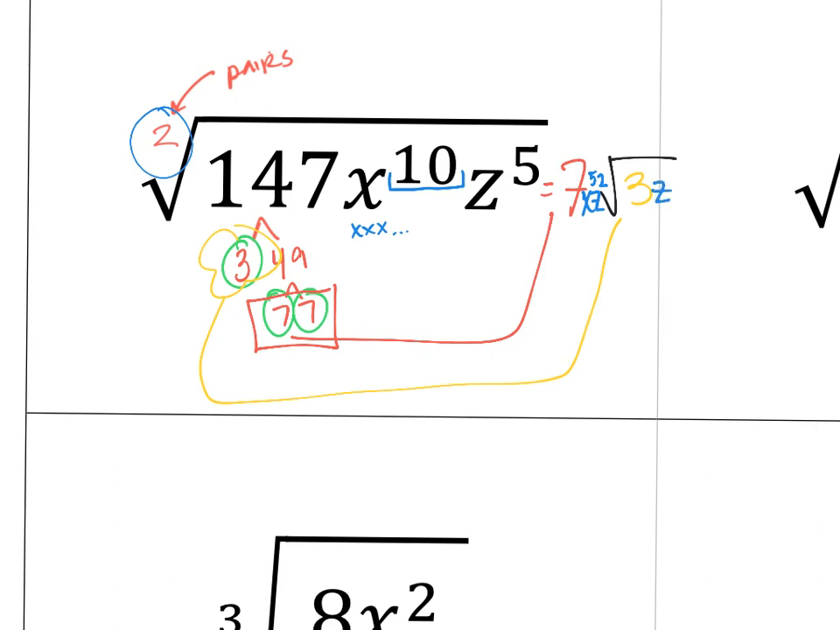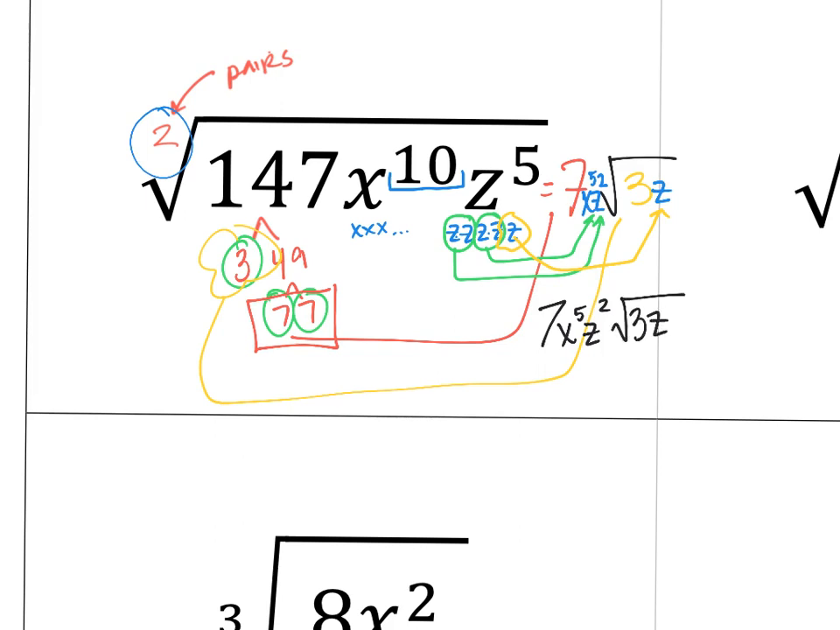z is inside. So if you want to see that, I'll write out the z's. 1, 2, 3, 4, and 5. So what I just said is there is 2 pairs of z's. So that's why this has z squared in it. So that's z times z. And then this little z, that's our leftover guy, like the remainder, and he's going to stay inside. So the final answer for this, it's sitting right there, but I'll write it. It's going to be 7x to the 5th z squared times the square root of 3z.